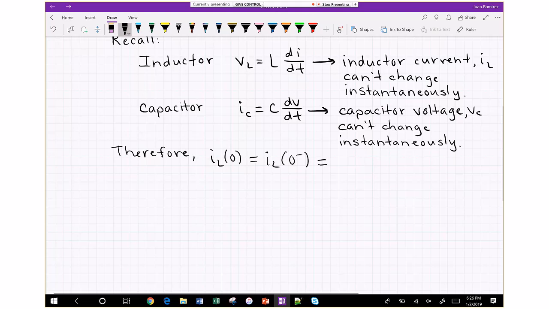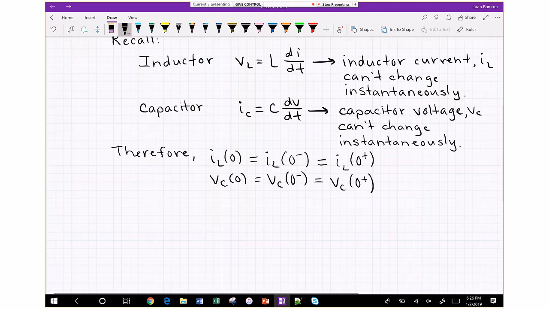And we're saying that because the inductor current can't change instantaneously, the inductor current right after the transition, that's what the little plus signifies, is equal. It can't change instantaneously, so right before and right after the transition, assuming the transition happens instantaneously, that inductor current is still the same. And the same thing goes for the capacitor voltage. Right before and right after the transition, the capacitor voltage will be the same.